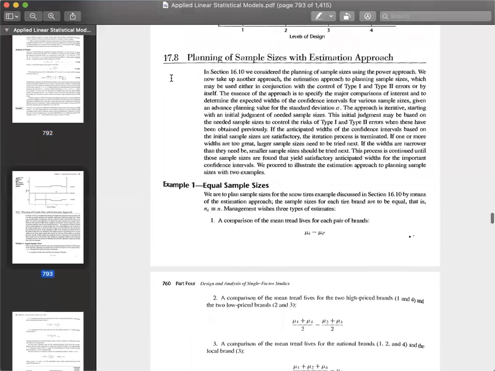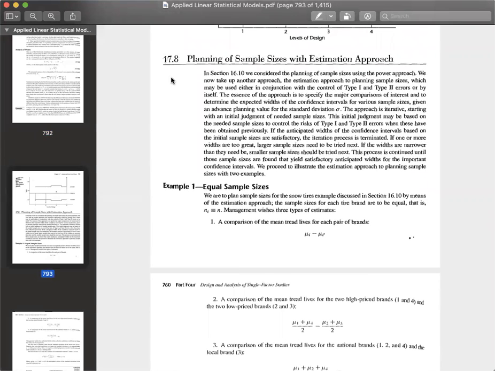The planning of sample sizes with the estimation approach. In section 16.10, we considered the planning of sample sizes using the power approach. We now take up another approach, the estimation approach to planning sample sizes, which may be used either in conjunction with the control of type 1 and type 2 errors or by itself. The essence of the approach is to specify the major comparisons of interest and to determine the expected widths of the confidence intervals for various sample sizes, given an advance planning value for the standard deviation sigma.